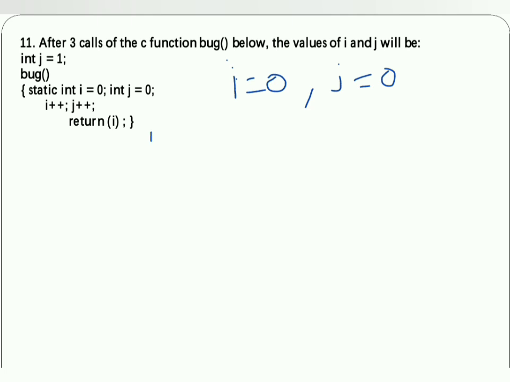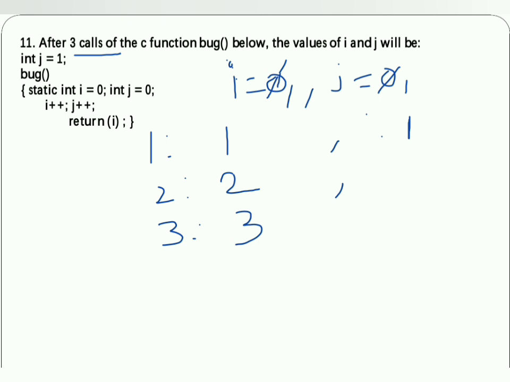So for the first iteration, here they are calculating. Here they have given 3 calls of the C function. So for the first iteration, 0 will increment by 1, and j will increment by 1. So now j will become 1 and i will become 1. So here in the first iteration, i will become 1. So i post increment and j post increment. So return the i value is 1. Now the i value is 1.